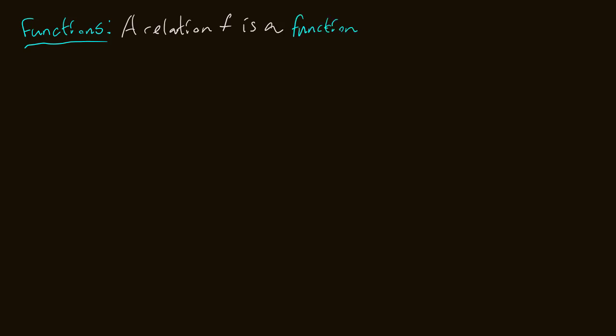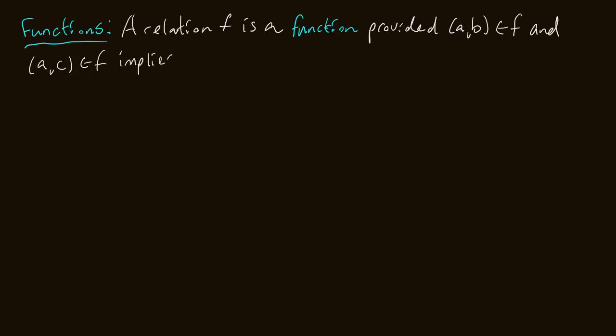We're going to try to be color coordinated today. A relation F is a function provided, we know about relations, provided the ordered pair (A, B) in F and (A, C) in F implies that B is equal to C. Now, what does this actually mean? Let's try to make some sense of this definition, right?